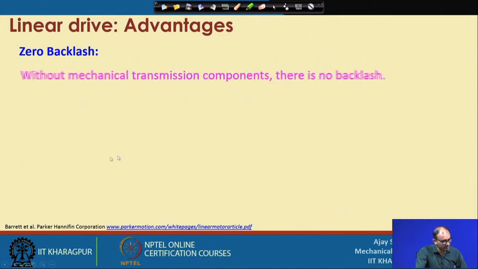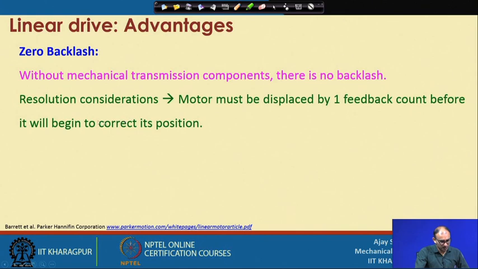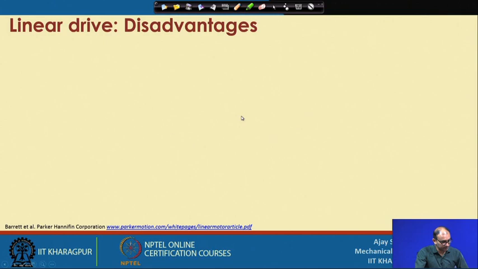Zero backlash is there, because without mechanical transmission component we do not have any backlash here, that we have seen in the air bearing also and the hydrostatic bearing also. Resolution consideration, because motor must be displaced by one feedback count before it will begin to correct its position, because that we have seen that if your feedback device is 1 micron, then your motor must be displaced by 1 micron in that particular direction.